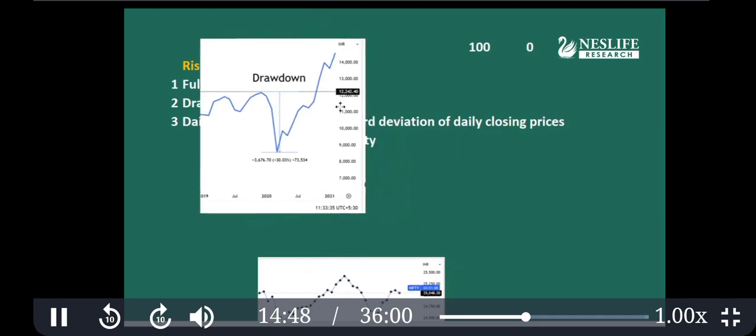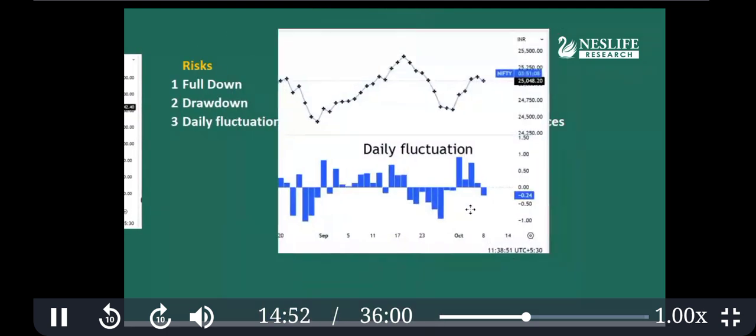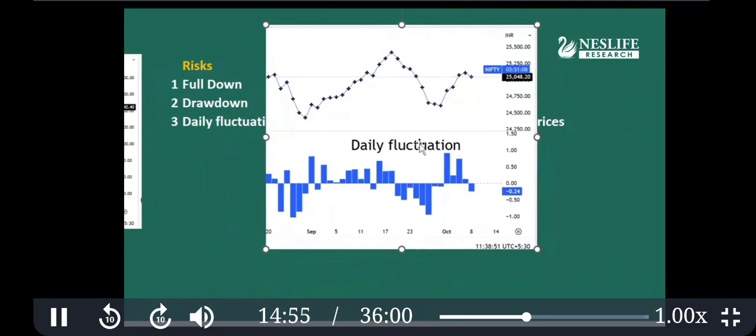Okay, but day to day, what mutual fund managers talk about as risk is this. This is day to day fluctuation. Actually, this is not relevant to retail investors, because in mutual funds you are not interested in day to day how it goes 1% up, 1% down.